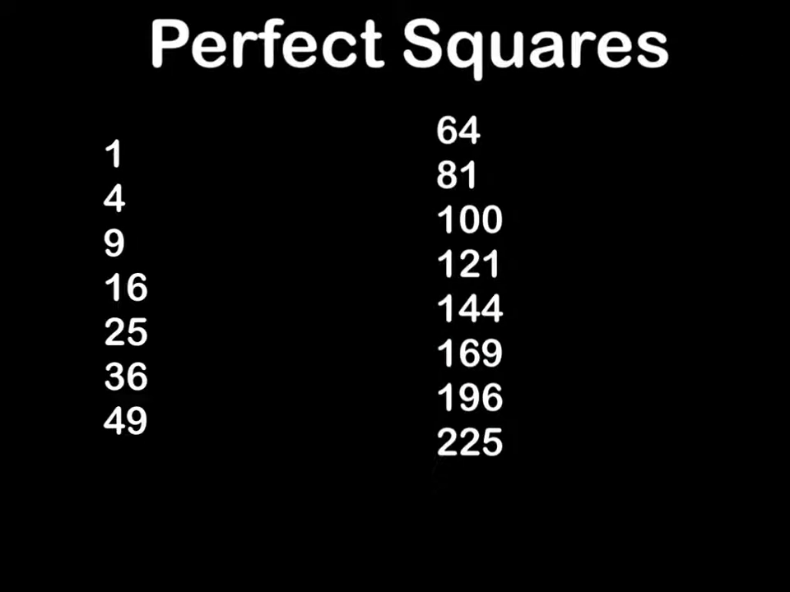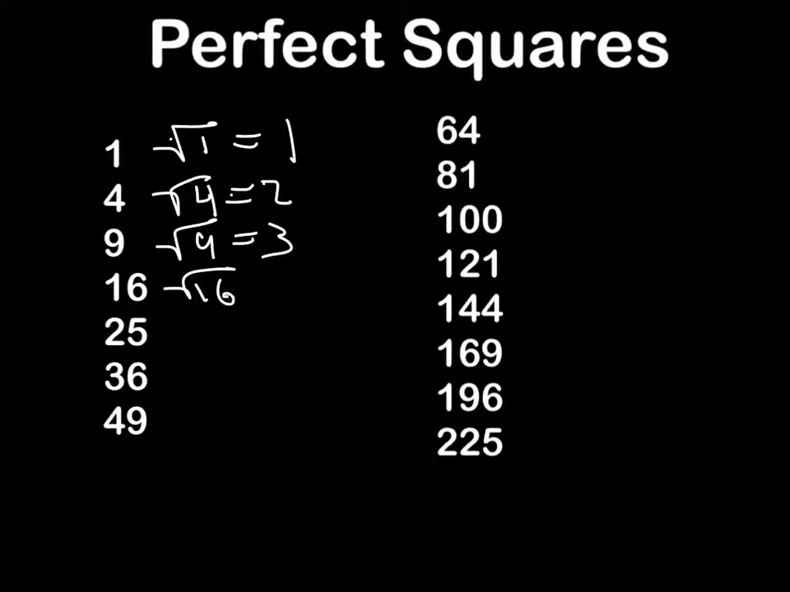The last slide, I mentioned perfect squares. Now, we need to memorize those perfect squares. The definition of a perfect square is when you would take the square root of that number, the result is a whole number. So when I take the square root of 4, I would get 2. Square root of 9, I get 3. Square root of 16, I would get 4. Notice how these are counting upwards. That's the best way to memorize these perfect squares.